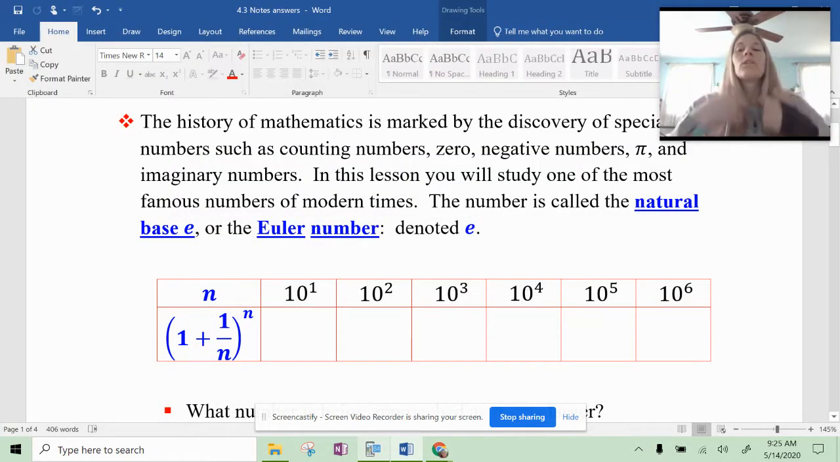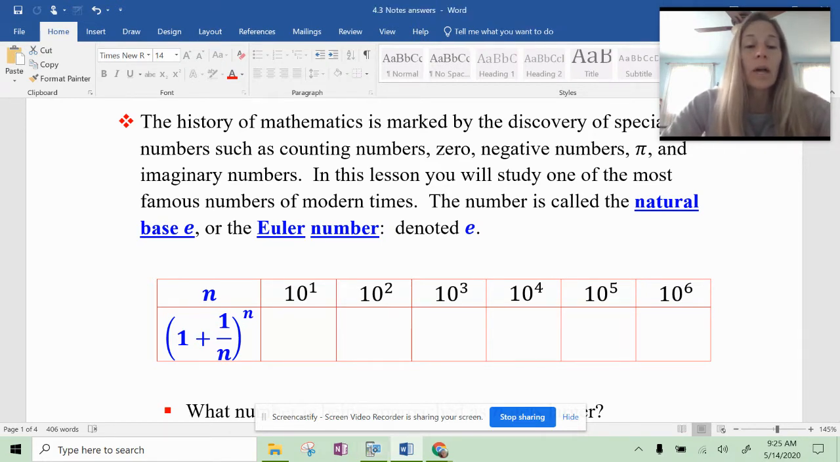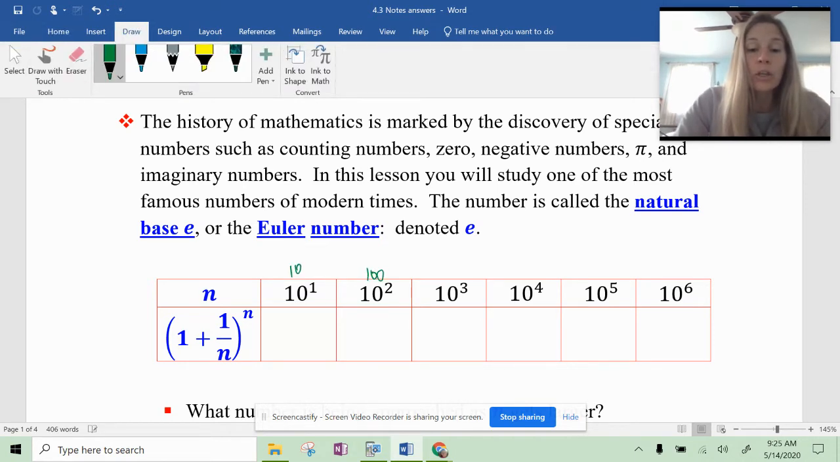Okay, so let's talk about exactly what it is. If you were to take this portion here, it looks very familiar, it reminds me of one of those summation formulas we did in chapter 7. But if you take 1 and you add 1 over n to it and then raise that to the nth power, what are you going to get? Let's start out with n being 10, and then we'll do 10 squared, which is obviously 100, and then 10 cubed, which is 1,000, and just see where it's going to go. It's going to approach something.